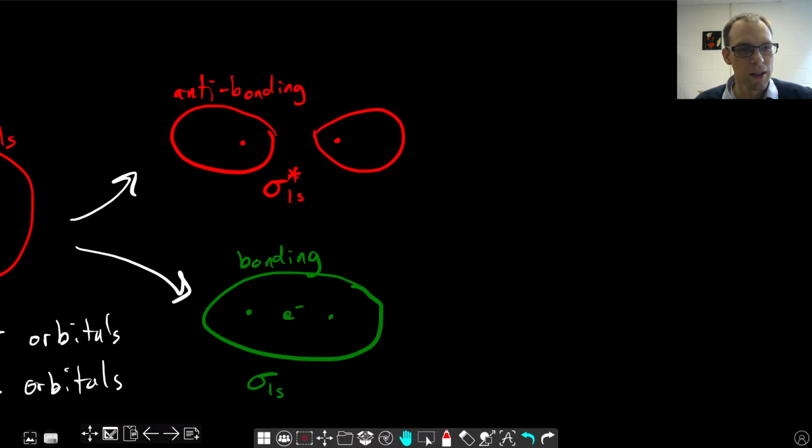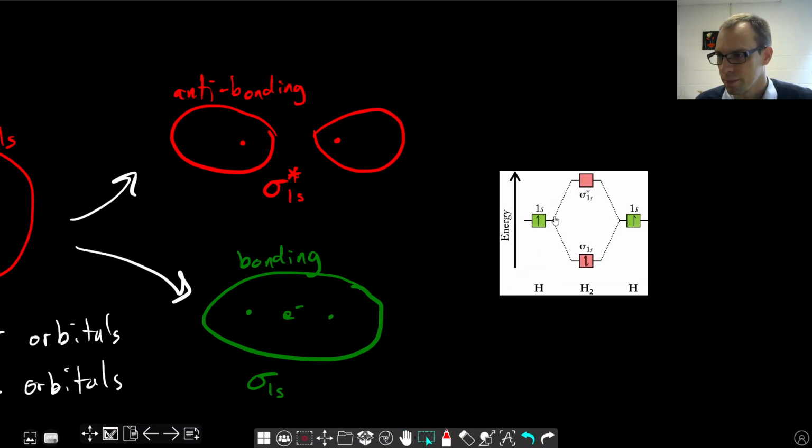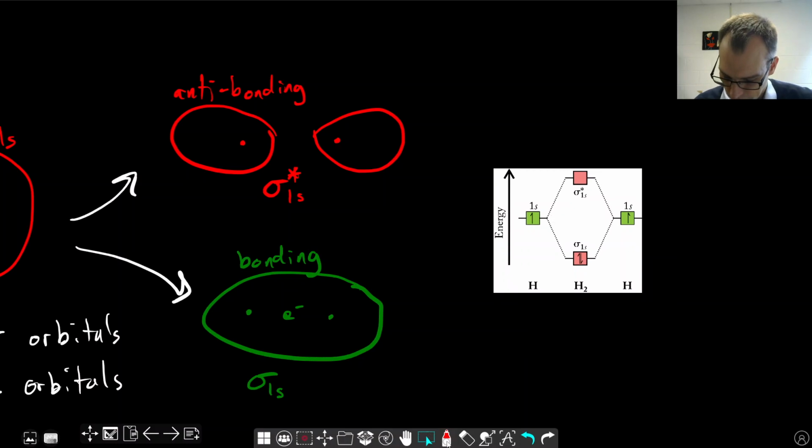But we can represent the energy levels here graphically this way. These pictures on the side represent our atomic orbitals, and when they combine, this one on the bottom is our sigma 1s orbital, and this one on the top is our sigma star 1s orbital.